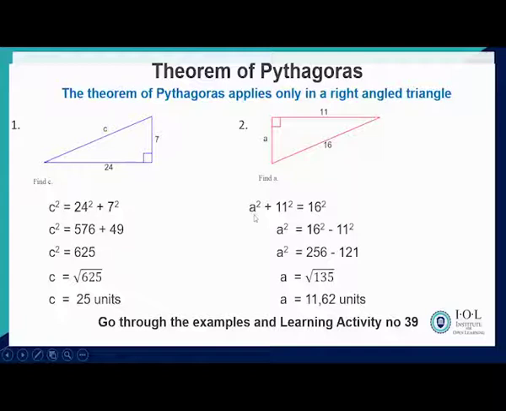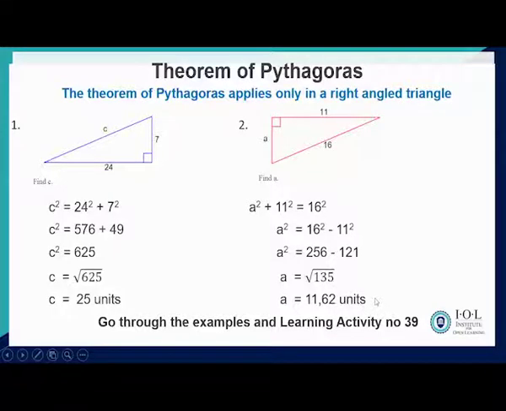Okay, the next one, you have the hypotenuse side, you have the long side. So what happens there? I still know that a squared plus 11 squared is 16 squared. The square on the short side plus the square on the other short side gives you the square on the long side. But with this plus 11 squared, I want a squared alone, so I subtract it on both sides. Then I get my answer and the square root of the answer.